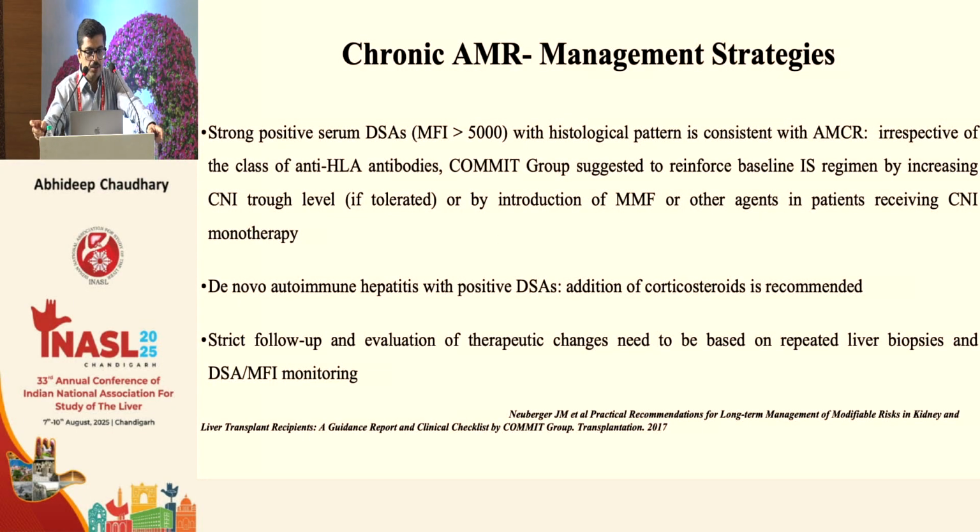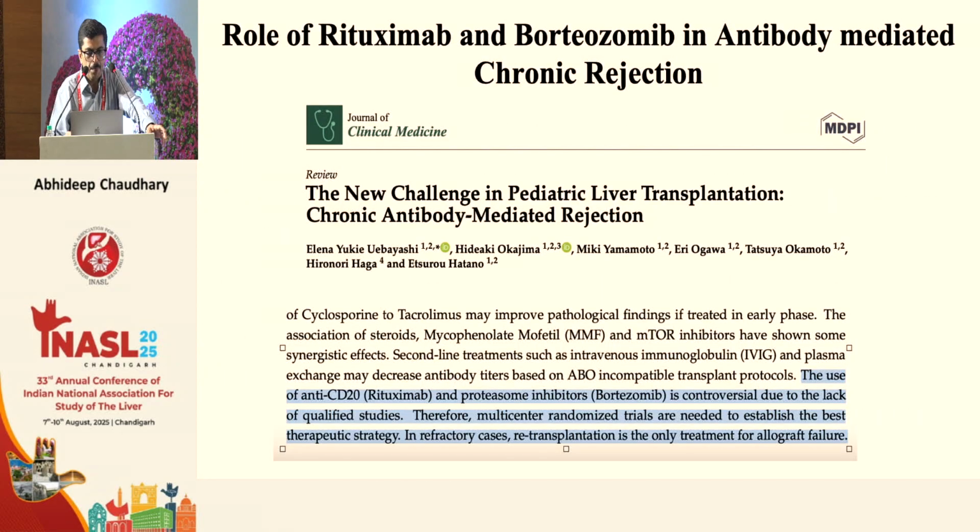So as far as chronic AMR is concerned, the management strategies are evolving. The COMET group, which was looking at the long-term management of modifiable risk in organ transplant, found that if someone has an MFI of more than 5,000 and histologic features consistent with antibody-mediated chronic rejection, irrespective of the LFTs, add another agent and optimize the dose of CNI as much as tolerated. And if there is a history of autoimmune liver disease or evidence of de novo autoimmune hepatitis, add steroids. So put them on 3 drugs, and that helps in reversal.